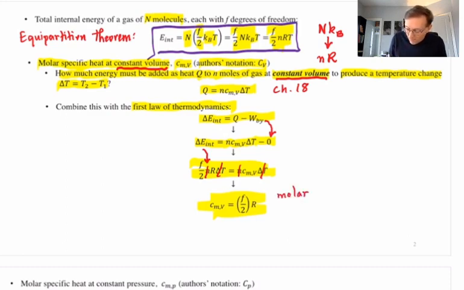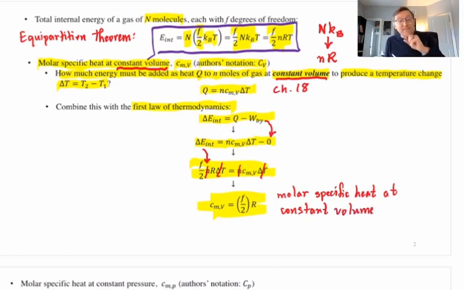It's the molar specific heat at constant volume. And it really only depends on one thing. How many degrees of freedom, F, does each molecule have? Because the molar specific heat at constant volume is F over 2 times the gas constant per mole. Look how simple that is. Easy to work with that.